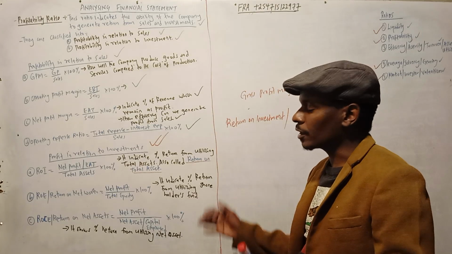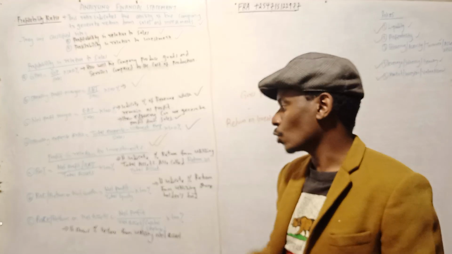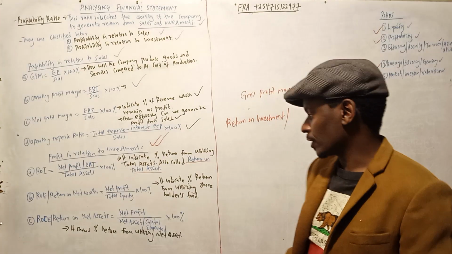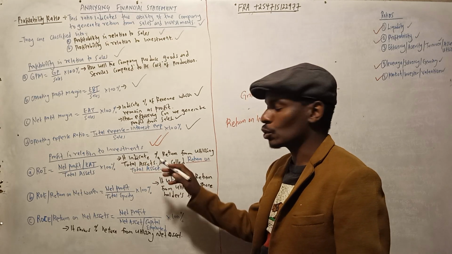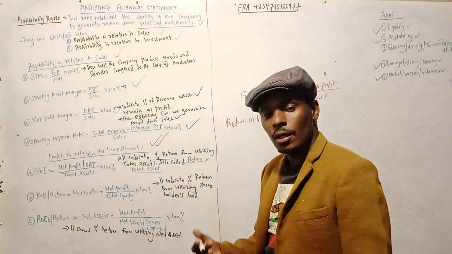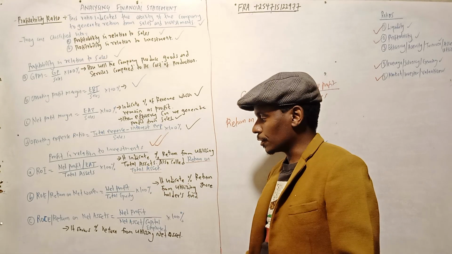Now this ratio indicates how well we can generate profits from our total assets. Or you can say it indicates the percentage of return from utilizing total assets. So the percentage of return is the profit. How effectively can we generate profits from total assets?